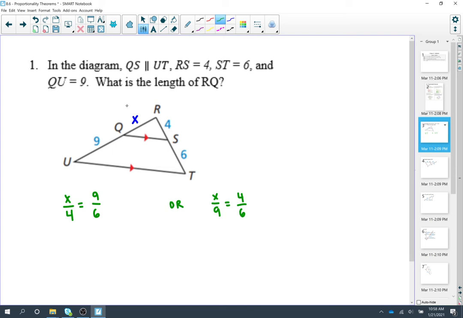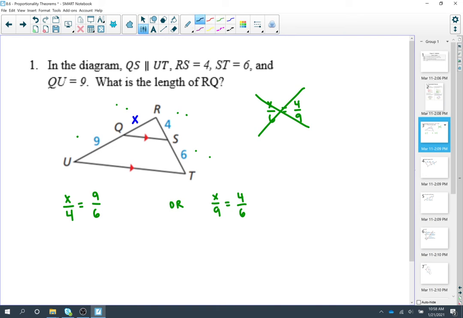So instead of going from like side to side, side to side, students will go top to bottom, top to bottom. The only thing you cannot do is you cannot say X over 6 equals 4 over 9. That's like a crisscross. That will not work. That is a non-correct proportion.